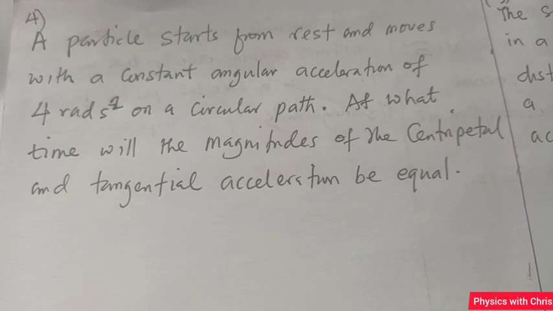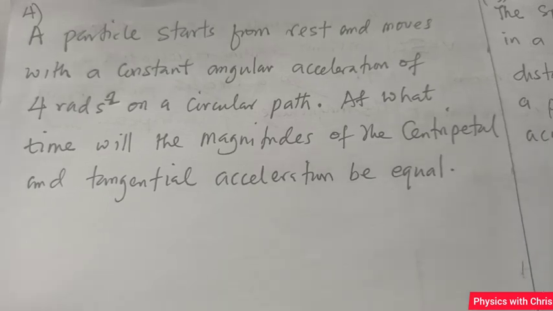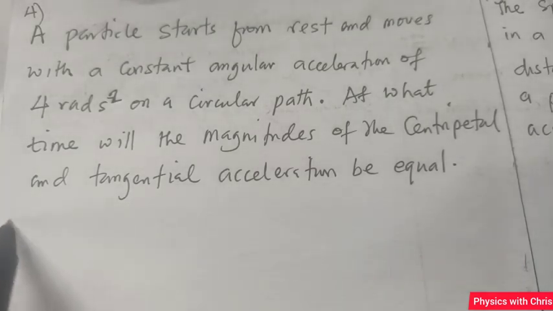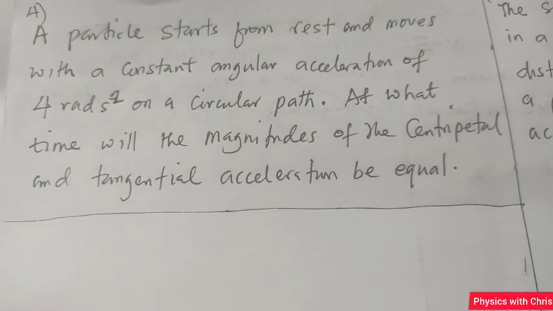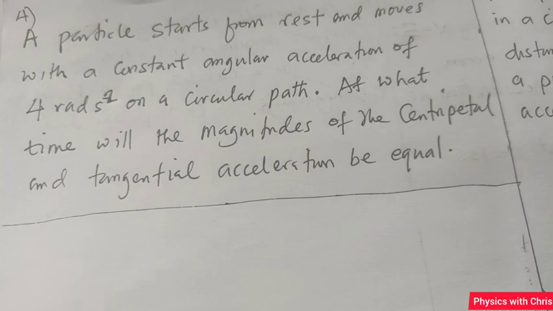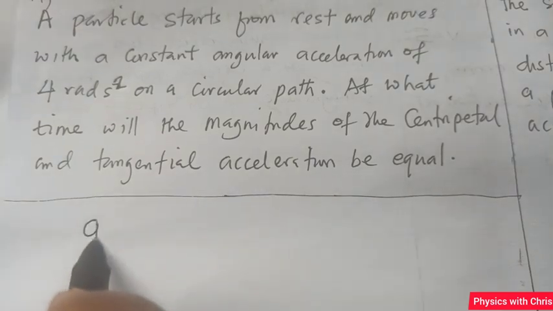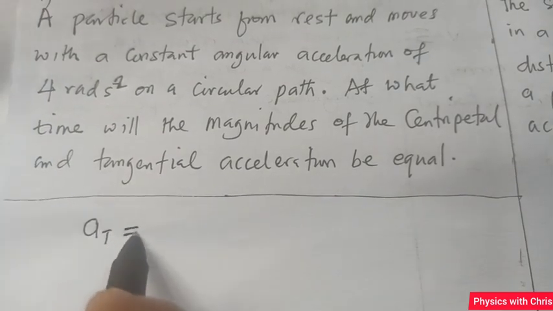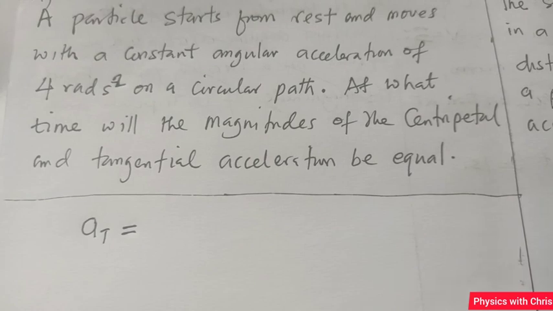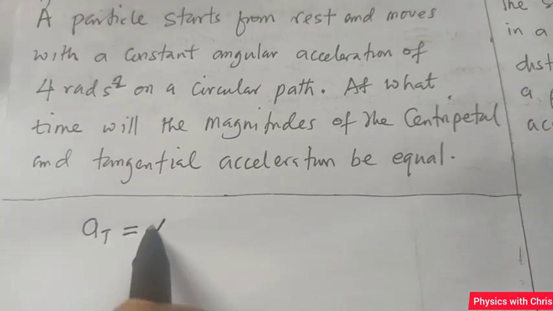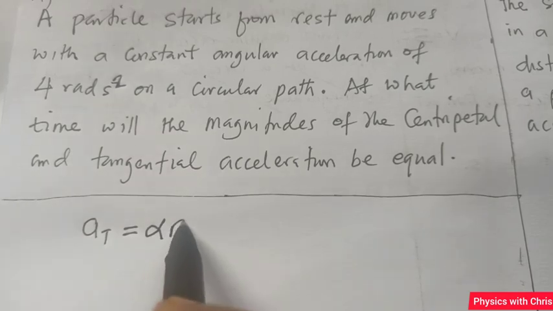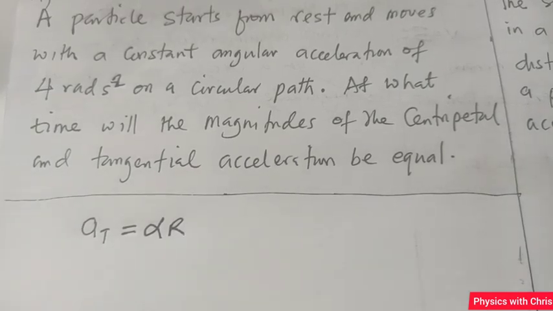A particle starts from rest and moves with a constant angular acceleration of 4 radian per second squared on a circular path. Now, one thing you need to note here is that when you are dealing with angular acceleration, tangential acceleration and angular acceleration are related, and the tangential acceleration is given by the angular acceleration multiplied by the radius of the circular path.